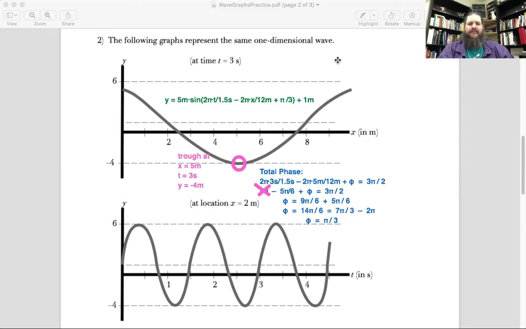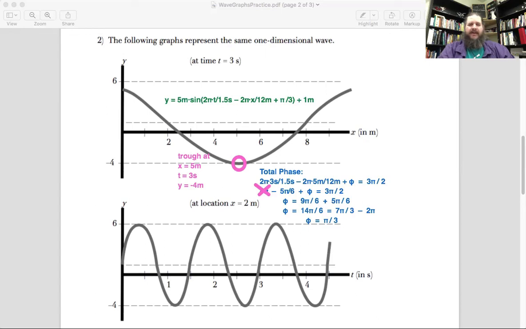Hi, Casey. So I just want to confirm on the amplitude is from the equilibrium to the crest or to the trough. Yeah, right, and that should be the same distance because the equilibrium is exactly halfway between crest and trough in terms of vertical distance. So to find the amplitude, we figure out the distance between the trough and the crest, and then we divide it by 2.